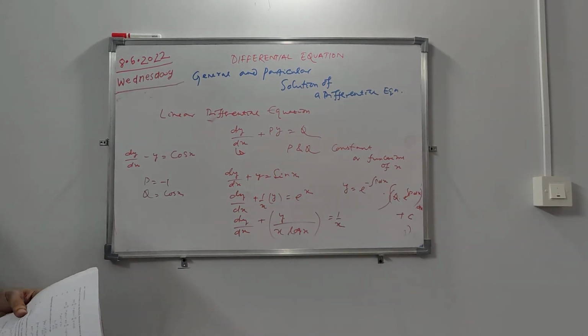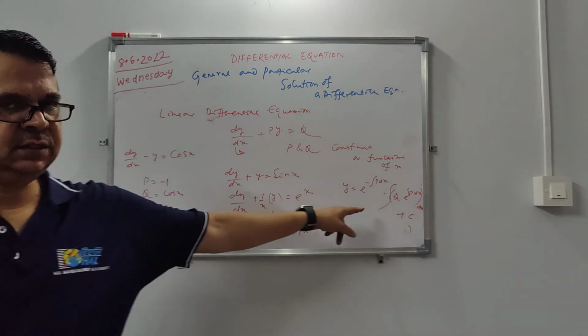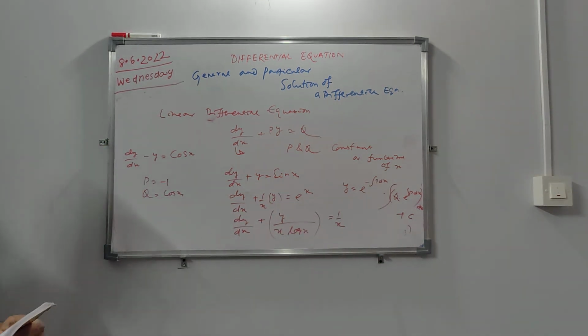Now you know what your p is and what your q is. Knowing all this, you can simplify and do it. There is a derivation of this, but finally this is what I have written. This is the final solution of a linear differential equation.